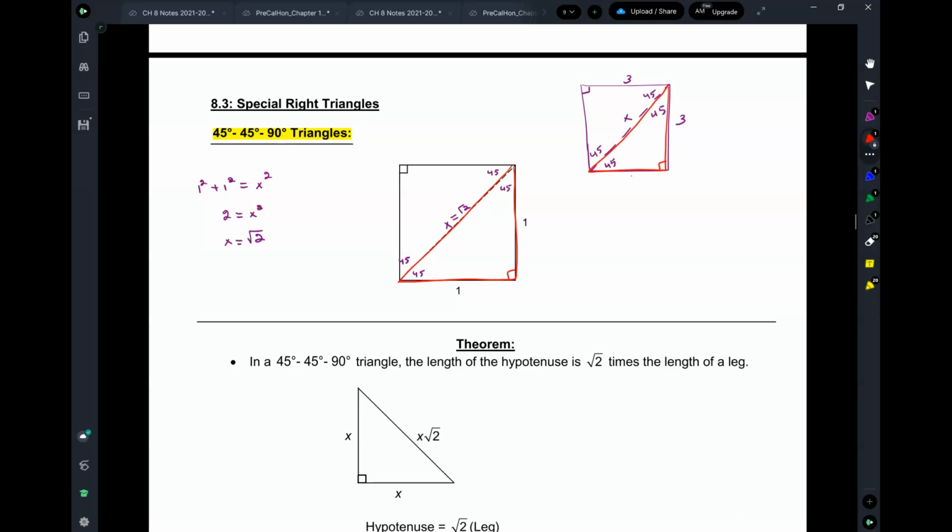So that side is 3, that side is 3. Let's find x. 3 squared plus 3 squared is equal to x squared, right? So what do you have now? 18 is equal to x squared. And when you take the square root, what do you get? X is equal to root 18. So 18 is what perfect square times what? It's 9 times 2, right? So x is equal to 3 root 2.